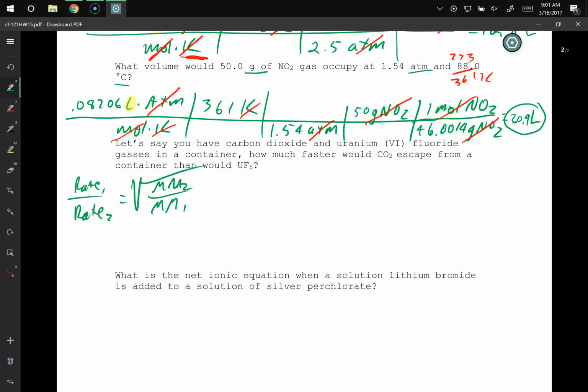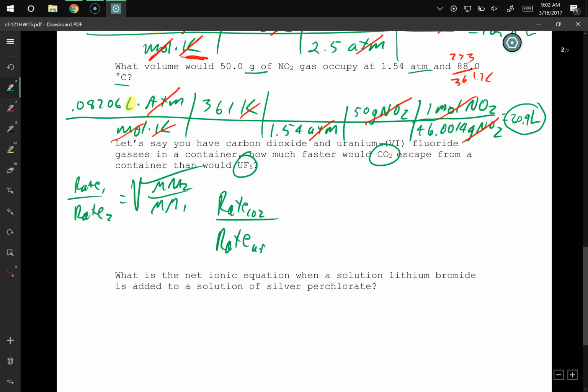Okay, so I've got CO2 and I've got uranium hexafluoride, or uranium 6 fluoride. Which of those two gases is going to be moving faster if they're in the same container? The CO2 is going to be moving a lot faster, right? Because it's a much smaller molecule. And since they're at the same temperature, they've got the same kinetic energy. So to have the same kinetic energy, the littler one must be moving much, much more quickly.